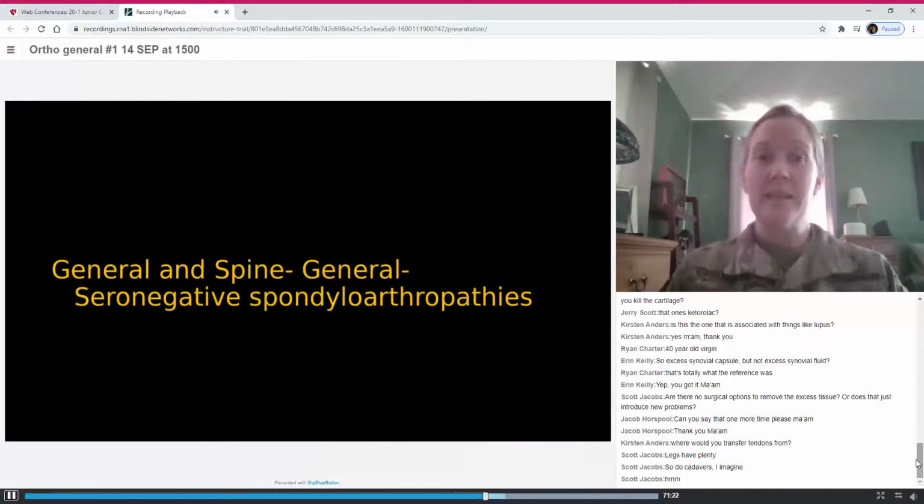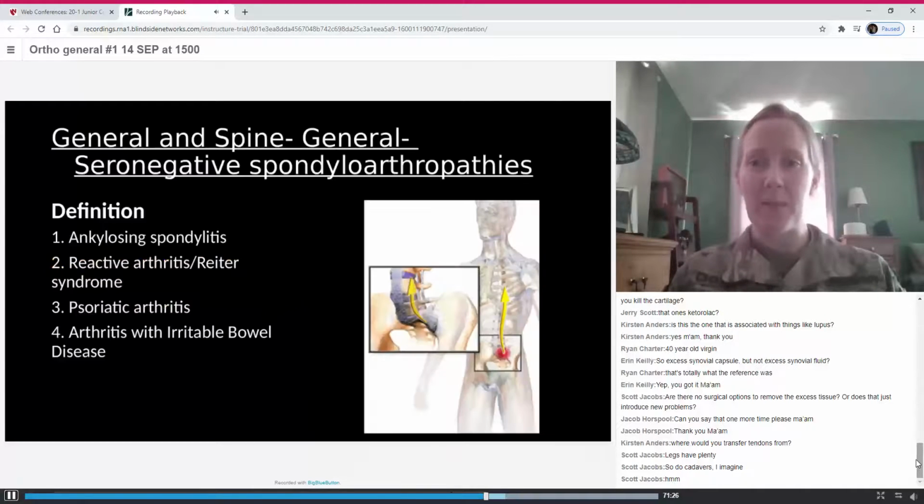Okay, seronegative spondyloarthropathies are our next topic of discussion. The text goes into 4 general groupings of this. The first is ankylosing spondylitis, so we'll talk about that here, and then again when we get to spine. Then reactive arthritis or Reiter's syndrome.